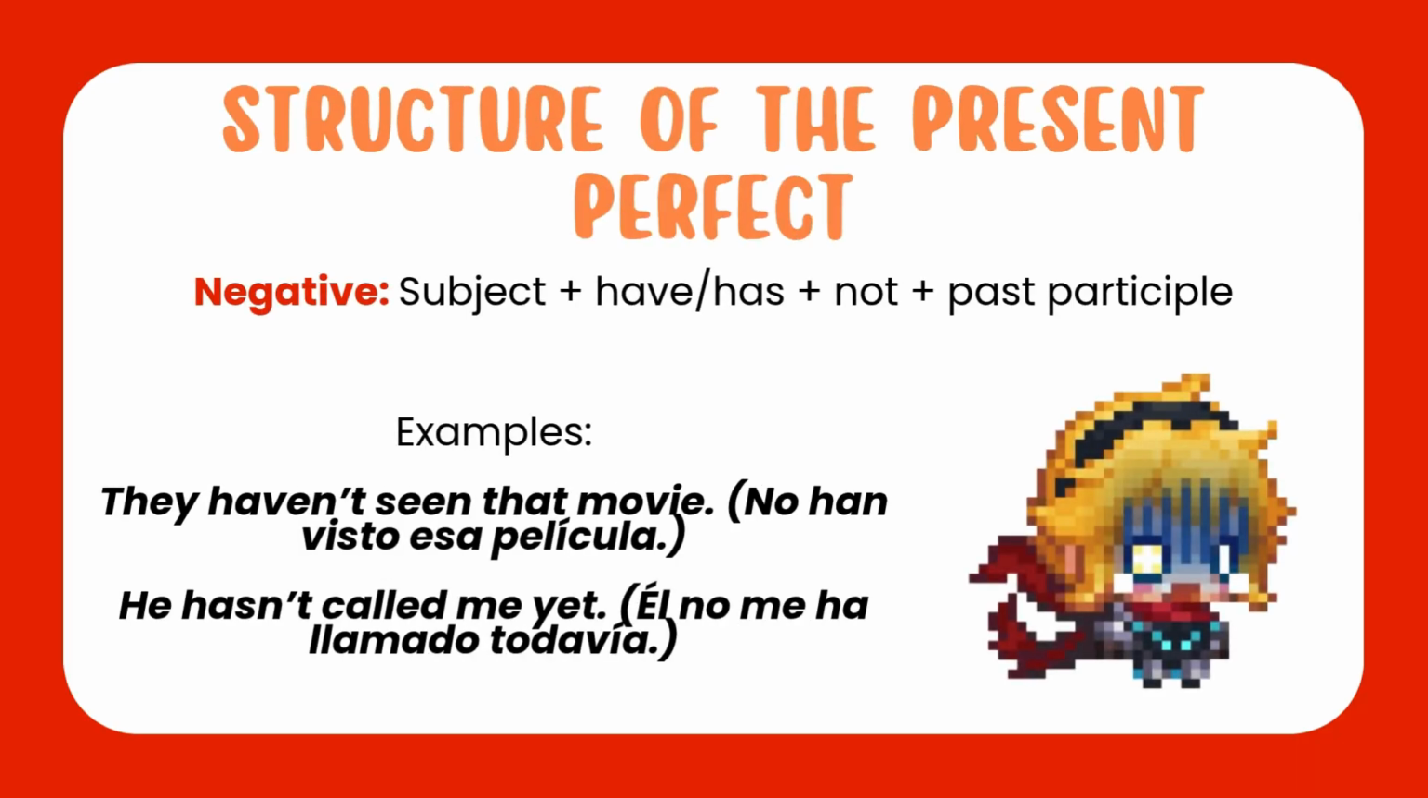Now let's talk about the structure in negative form. It is made of the subject plus have or has plus not plus the past participle of the verb. Here are some examples. They haven't seen the movie, means they haven't watched it. He hasn't called me yet. Refers to an action that hasn't happened.